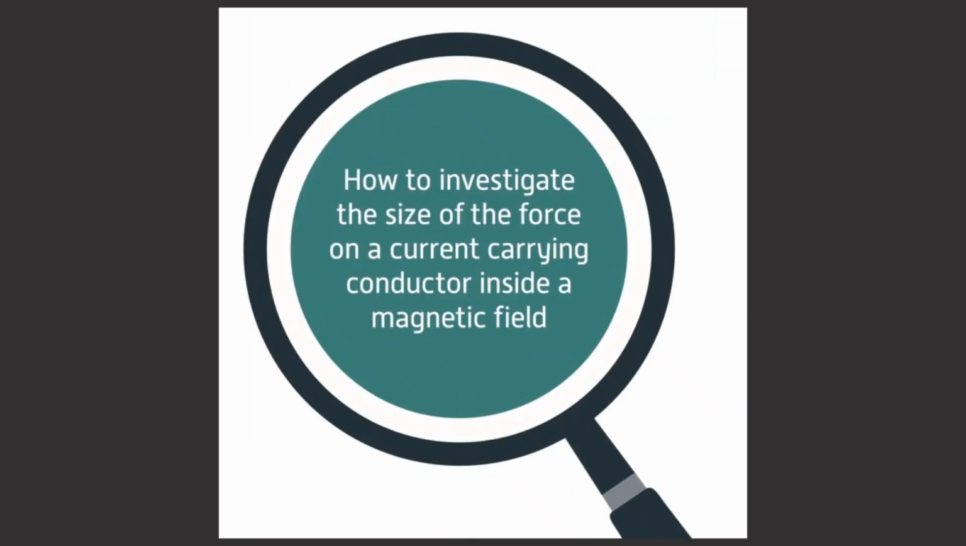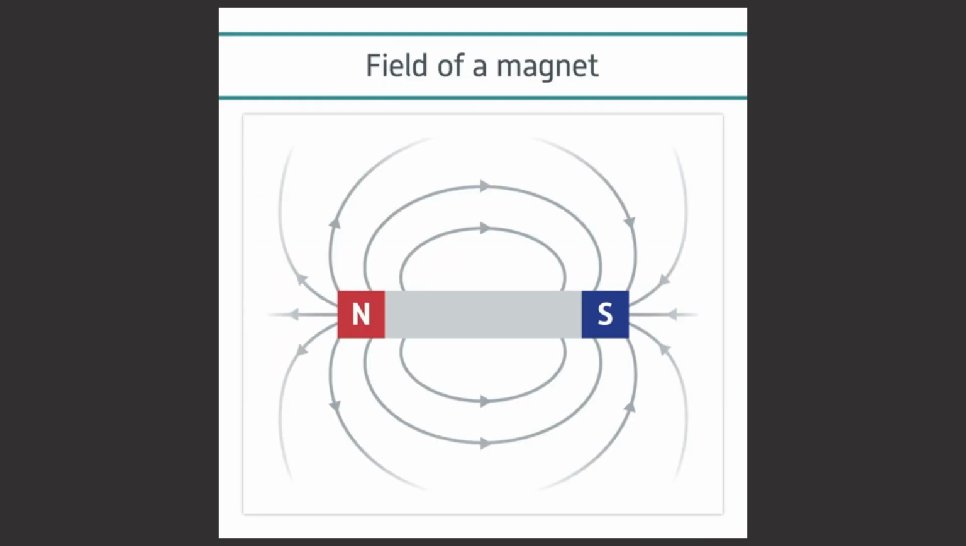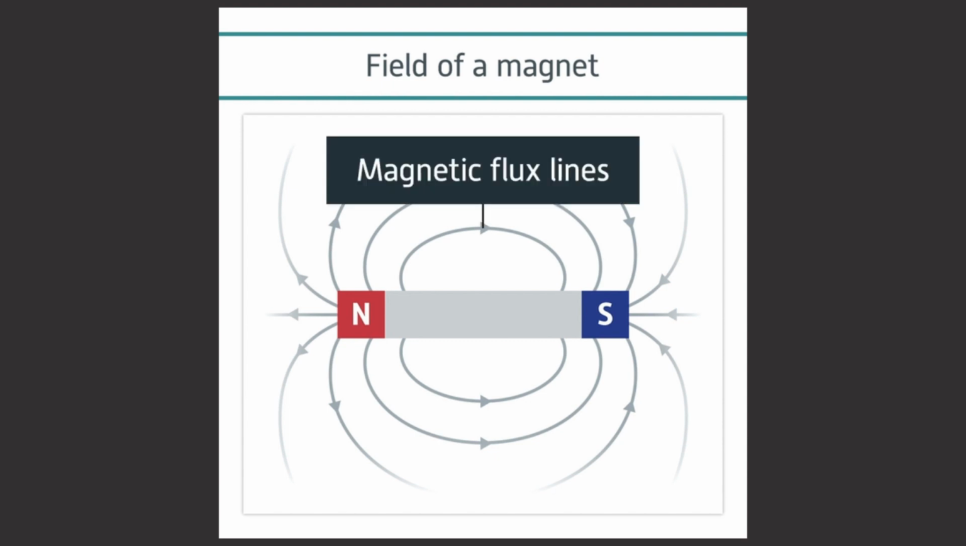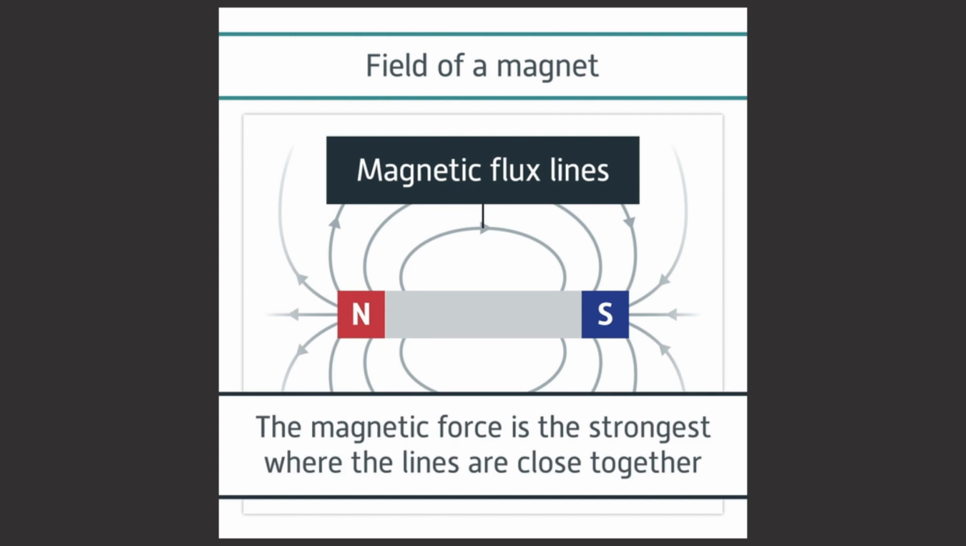In this pod, we'll look at how to investigate the size of the force on a current-carrying conductor inside a magnetic field. The field of a magnet can be represented by force lines drawn from the north pole of the magnet to the south pole of the magnet. These are known as magnetic flux lines. The magnetic force is strongest where the lines are close together.